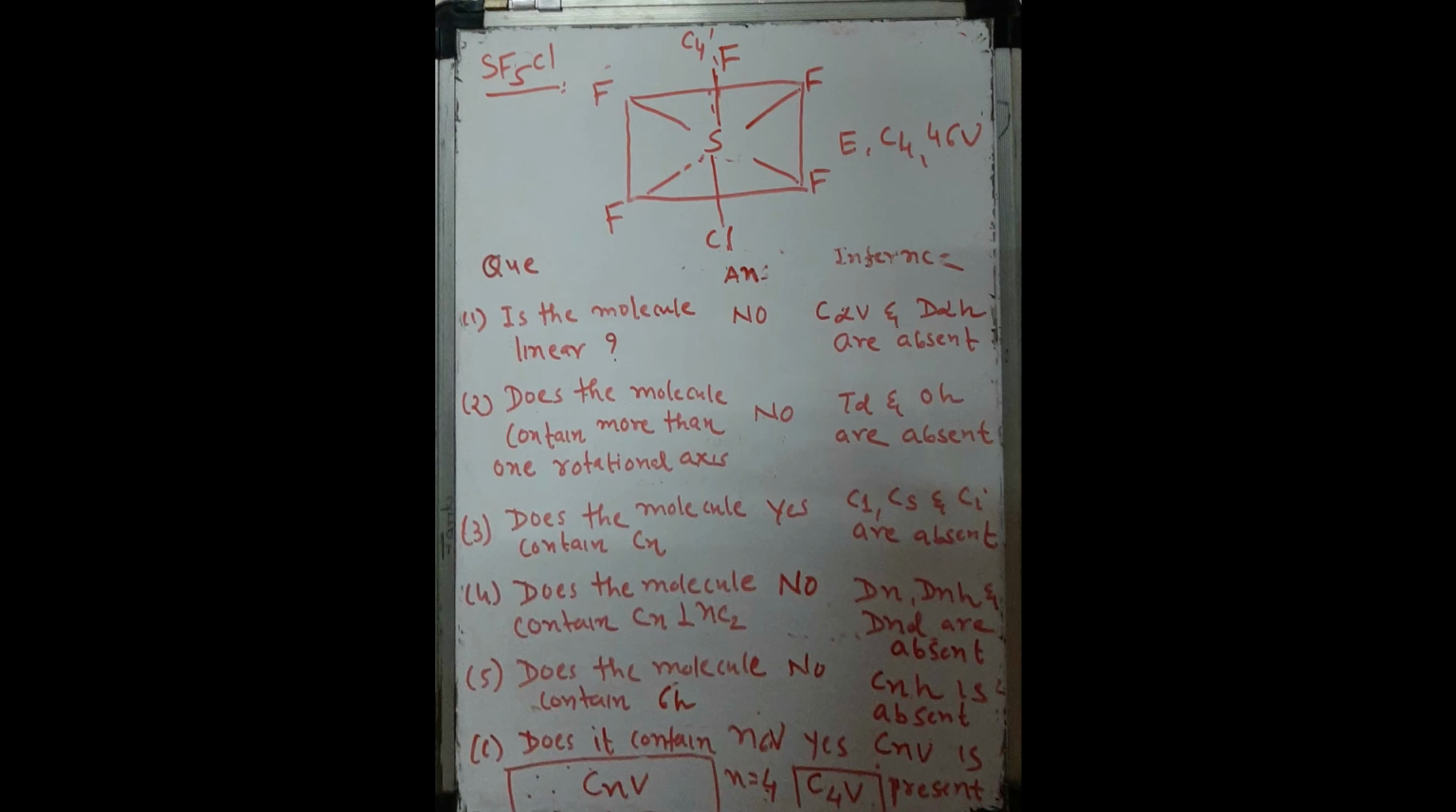Now let us find out point group of SF5Cl. SF5Cl is having octahedral shape. It contains E, C4 and 4 vertical planes.